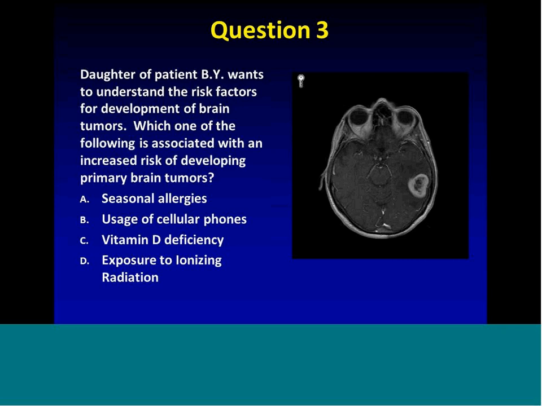The daughter of patient B wants to understand the risk factors for the development of brain tumors. Which one of the following increases risk of developing primary brain tumors? Seasonal allergies, usage of cell phones, vitamin D deficiency, or exposure to ionizing radiation? D, yes, exposure to ionizing radiation. Seasonal allergies are not associated with that. Regular phone usage is not either, and finally, vitamin D deficiency is associated with the development of MS. Okay?